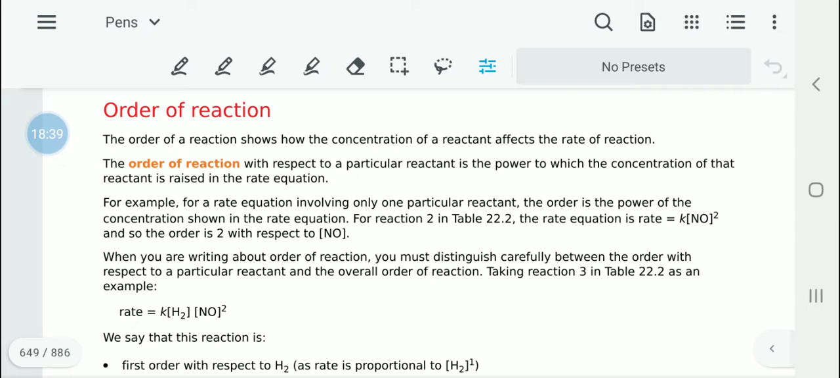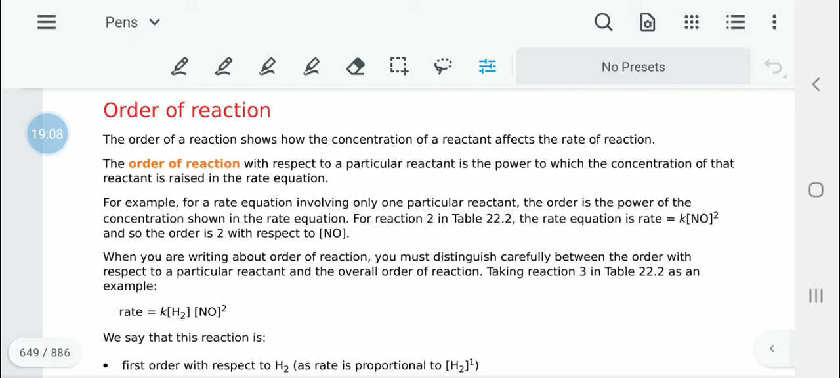The order of a reaction means the representation of how the concentration of a reactant affects the rate of a reaction. We say that the order of a reaction with respect to a reactant is the power to which the concentration of that reactant is raised in the rate equation. So the power that we write at the top is what we try to figure out.